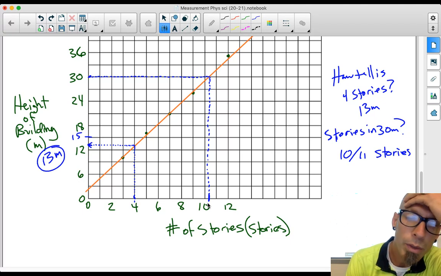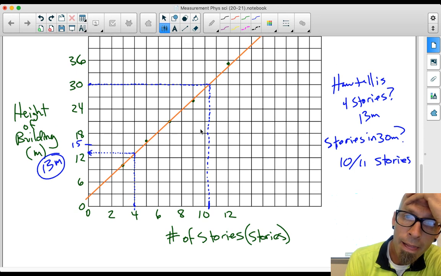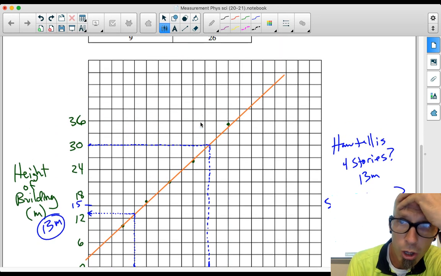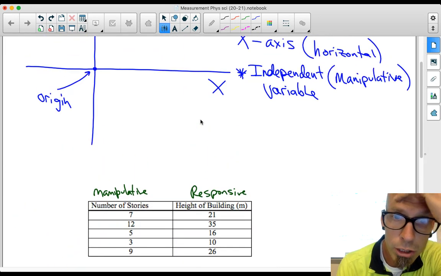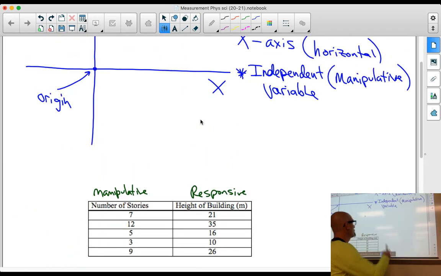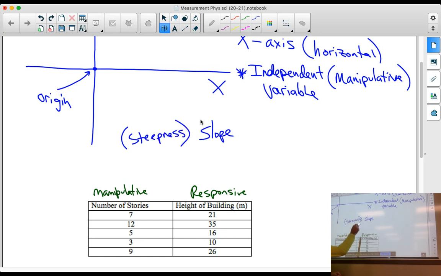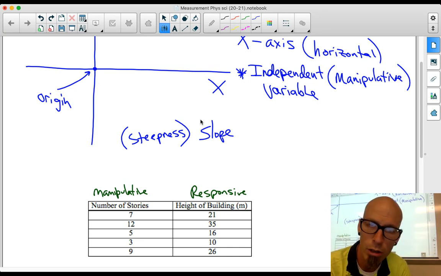Here's the last thing we need from this graph. It's something called slope. All right. Now, do you know what slope is? There's a phrase in math class. Now this is the steepness. Okay. Slope is a measure of the steepness of a line on a graph. The steepness is what we call slope.